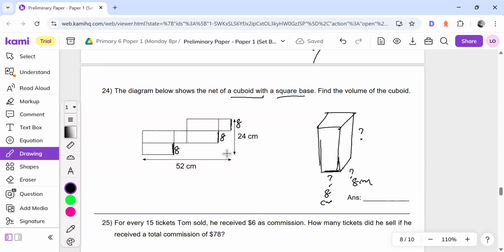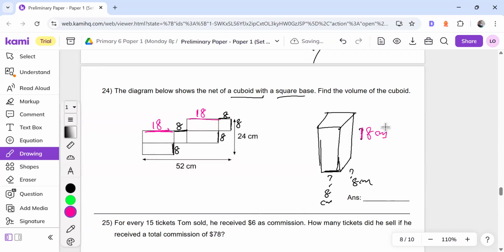Then you take 52 minus 8 minus 8, and you will get the longer length. So 52 minus 16, then divide by 2. So what do you get? 52 minus 16 divided by 2, that will be 18. The length is 18. Then you put it onto here, which is the same.